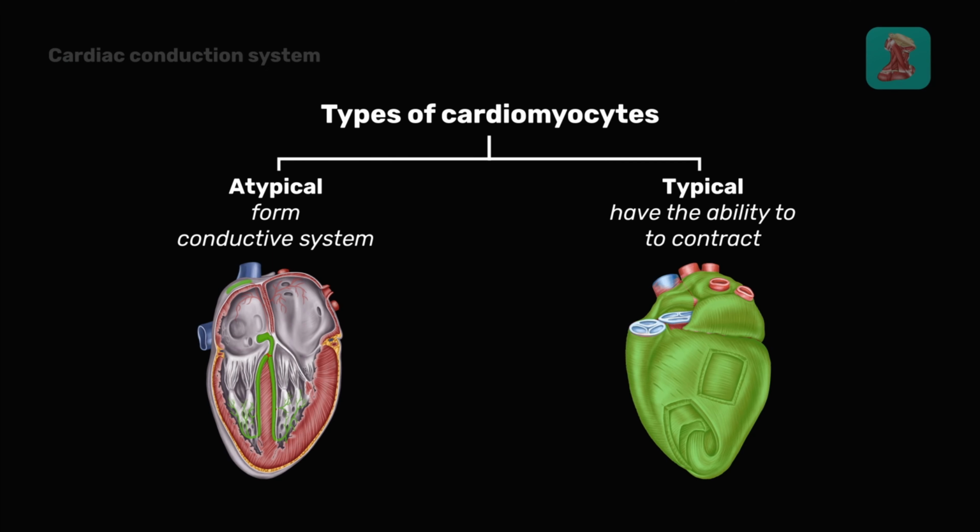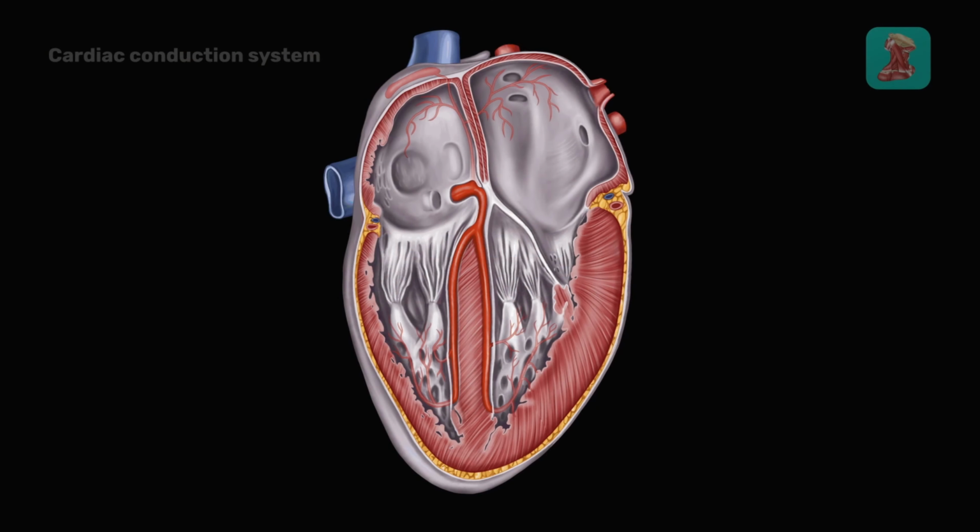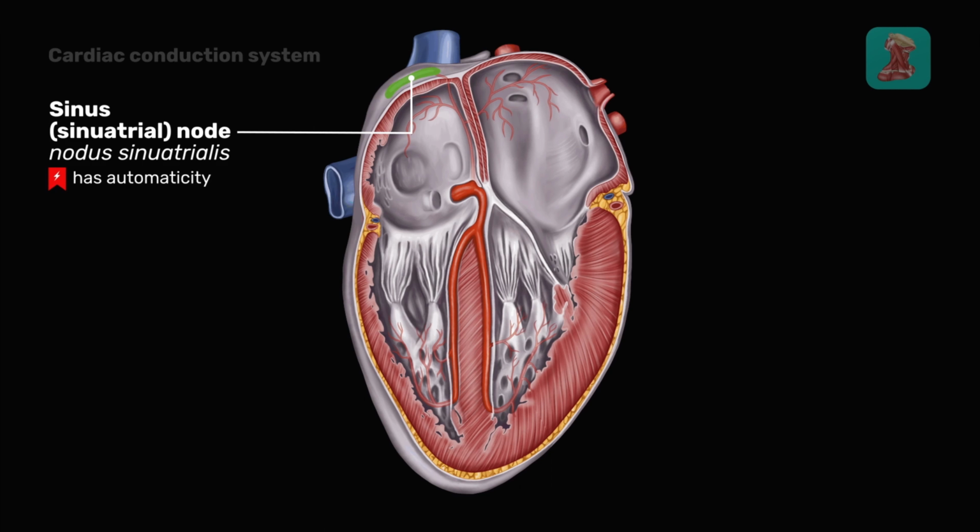Atypical cardiomyocytes generate and conduct electrical impulses, causing normal working cardiomyocytes to contract. Let us examine the structure of the conducting system. It consists of the following structures. The sinus, sinoatrial node. It is located in the superior part of the right atrium. This structure has a property called automaticity. It is able to excite itself and pass impulses to the atria.